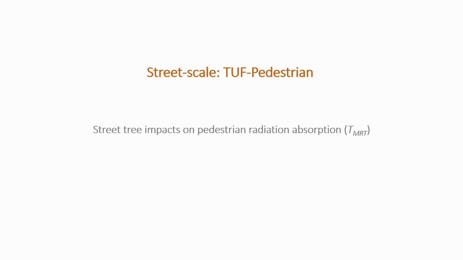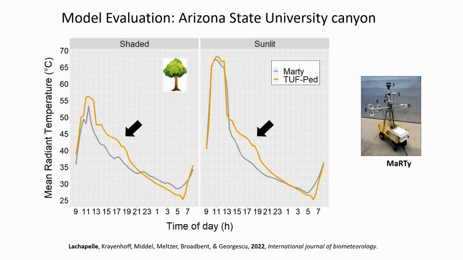So let's drill down a little bit into the street scale and the pedestrian scale, some of the work we've done. First, we have compared our TOUGH pedestrian model against MaRTy measurements. These are some measurements at Arizona State University. Here, over the course of the day, is the diurnal progression of mean radiant temperature, both shaded under trees and not under trees in the same canyon. You can see the model compares reasonably well. The disagreement in the afternoon is actually not a physics-based disagreement. We couldn't, in the model, fully capture the geometry exactly.